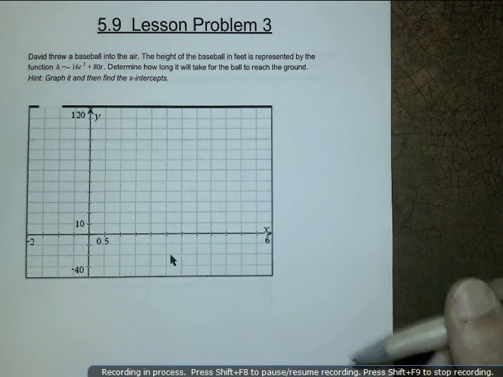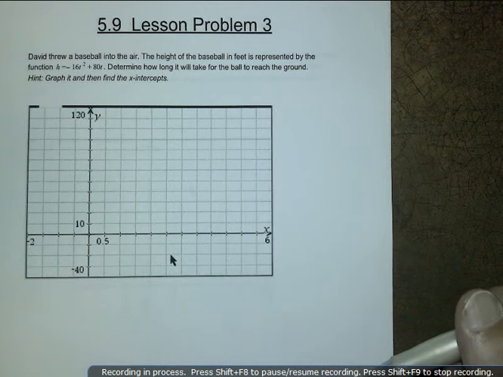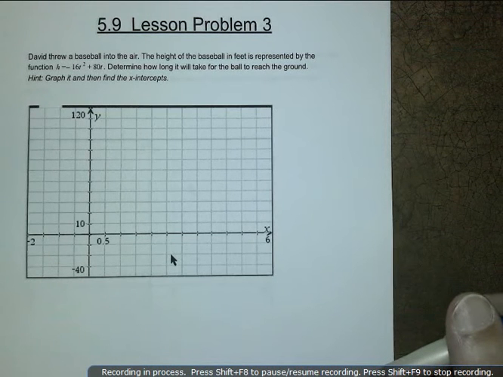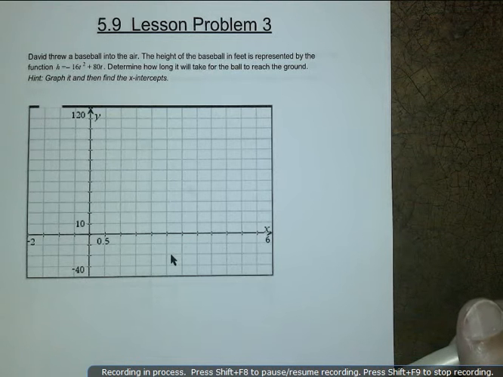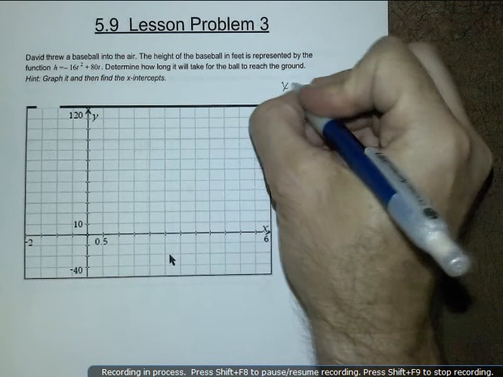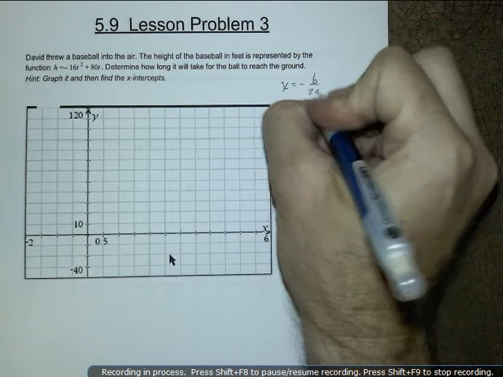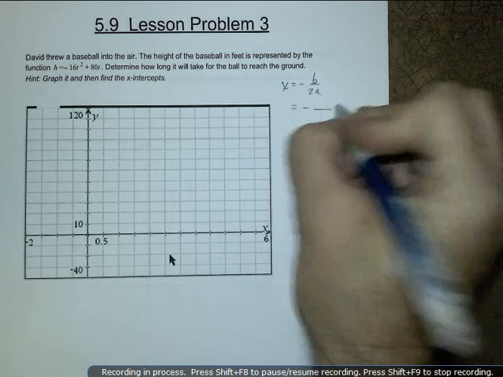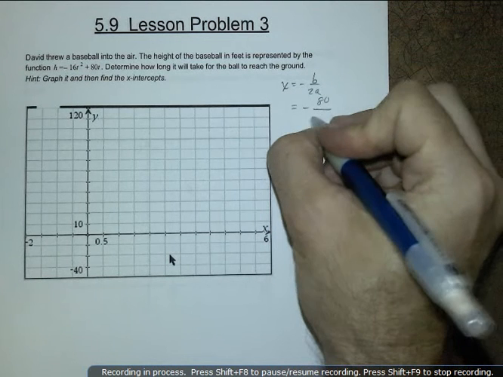To graph this, probably the best thing to do would be to find the vertex and then find the x-intercepts. So let's find the vertex first. x equals the opposite of b over 2a. Opposite of 80 over 2 times negative 16.